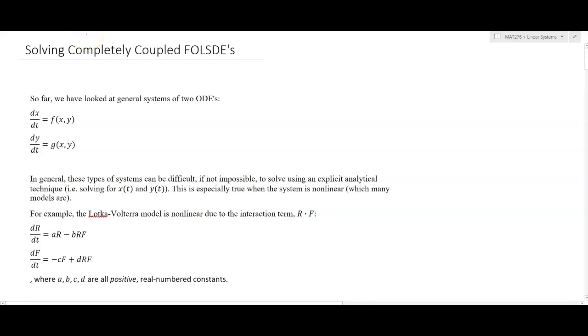Hello and welcome. In this video series, we're going to talk about solving completely coupled FOLSDEs, which stands for first order linear systems of differential equations.